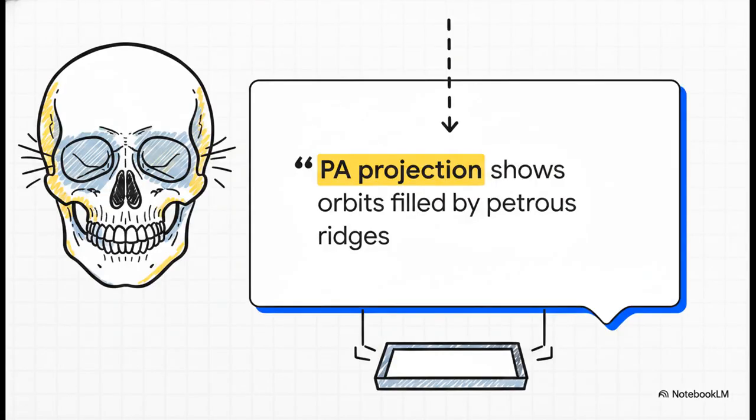Now, what's really interesting about this next point is a very specific quote from the evaluation protocol. It says, "PA projection shows orbits filled by petrous ridges." Because our central ray was perfectly perpendicular, the dense, bony structures known as the petrous ridges are projected straight forward. So the specific visual outcome of this perpendicular PA setup is that those thick petrous ridges completely obscure the orbits. They just fill them up entirely on the resulting image.